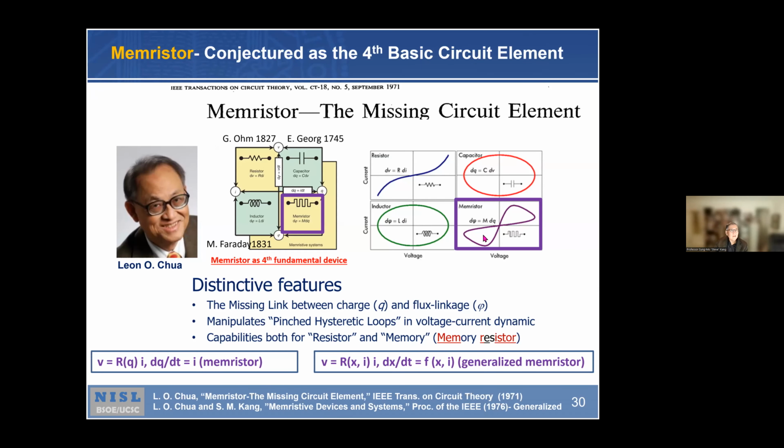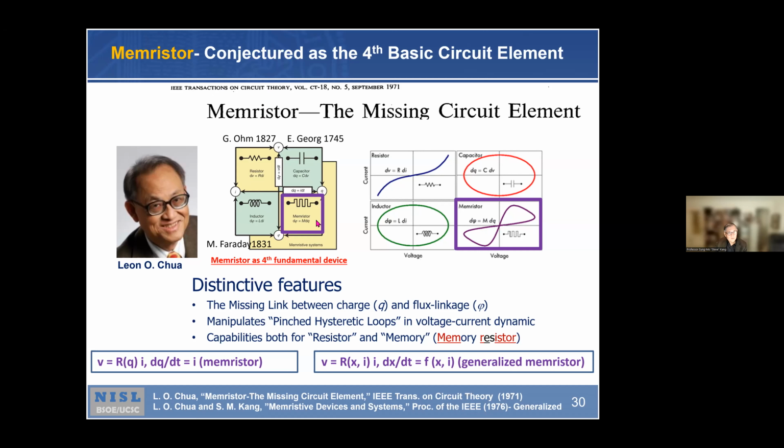Related to that is memristor technology. Leon Chua was my graduate advisor when I was a graduate student. I joined his group in 1972. But in 1971, he published a paper in Transactions on Circuit Theory, "Memristor, the Missing Circuit Element."